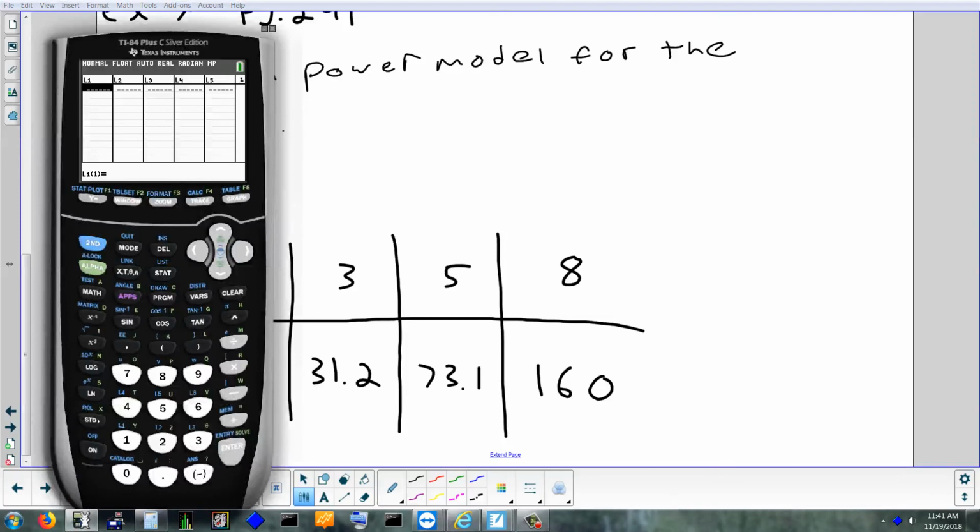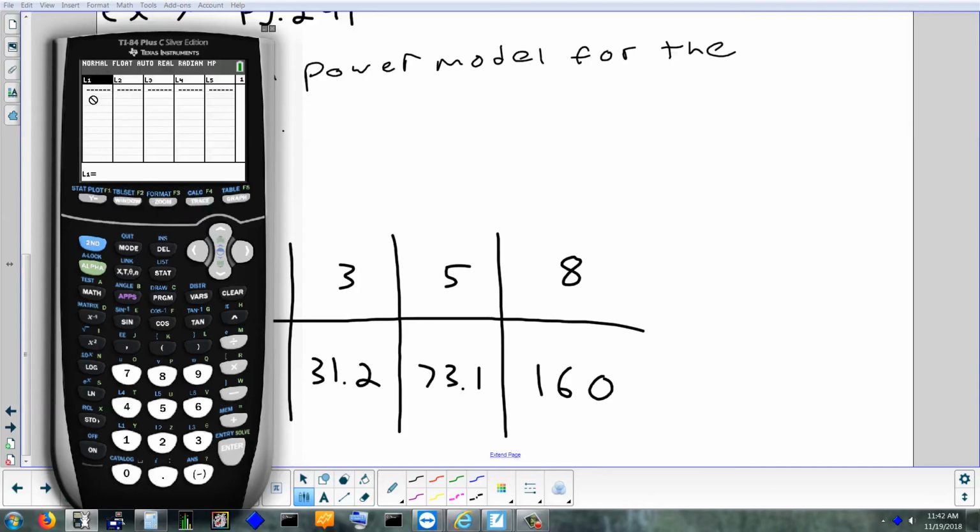Now, I've done this problem a couple times, so it might already have some numbers in here from a previous class if you're using one of mine. Just make sure you know how to type them in yourself. If you have numbers in there you don't want, just highlight the number and press delete. Don't highlight the L1 and press delete, because then it'll delete this whole column. The only way I know how to get it back is just to reset the whole calculator. There's a way to get it back without doing that, but it's the only way that I know.